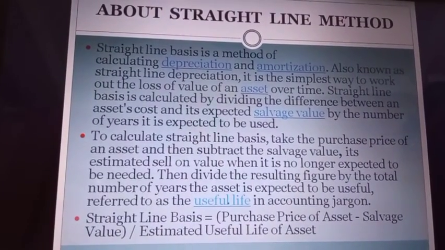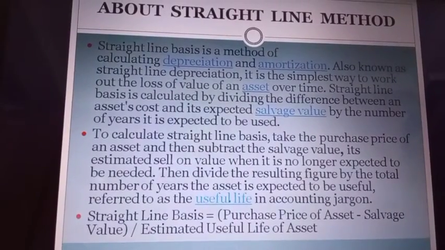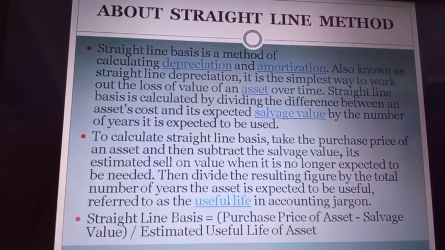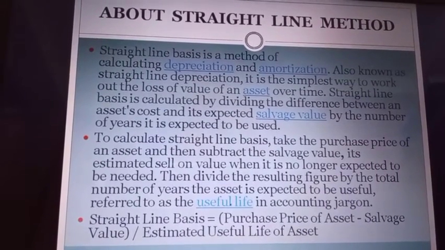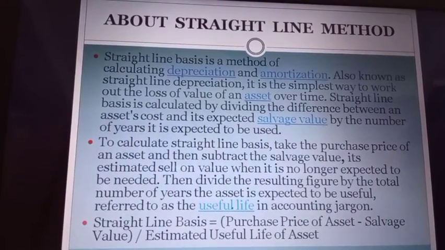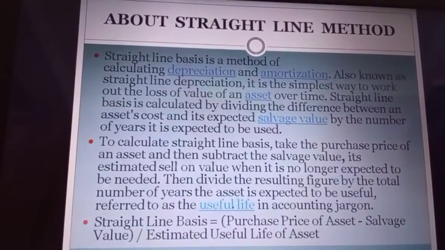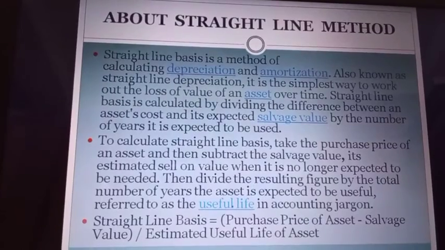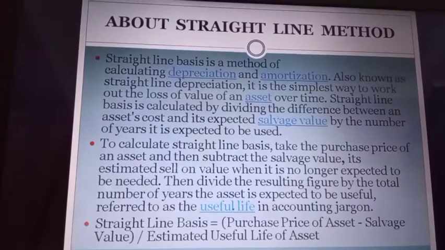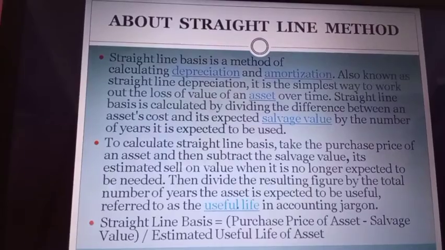So we deduct that from the original price, and whatever is the amount is divided by the estimated life of the asset. This estimated life of the asset is completely on our estimation. We just predict that this many years the machine or the asset can sustain in the business, or it can give us useful benefits. So this is completely on the prediction or the estimation. This is the way we calculate straight line method depreciation.